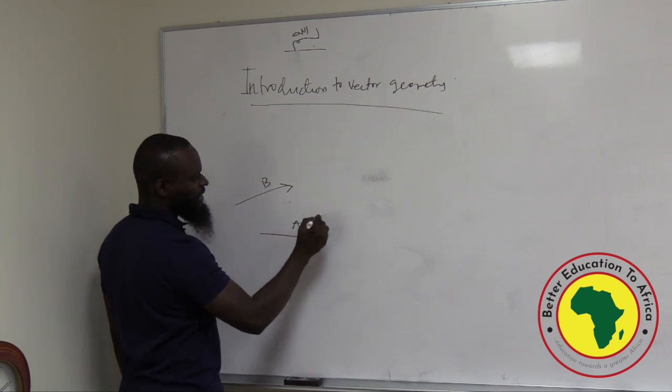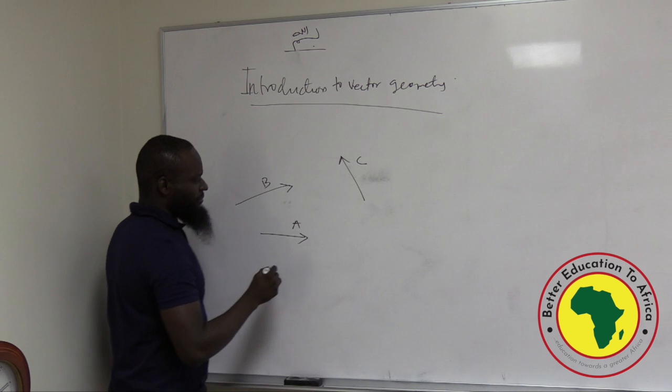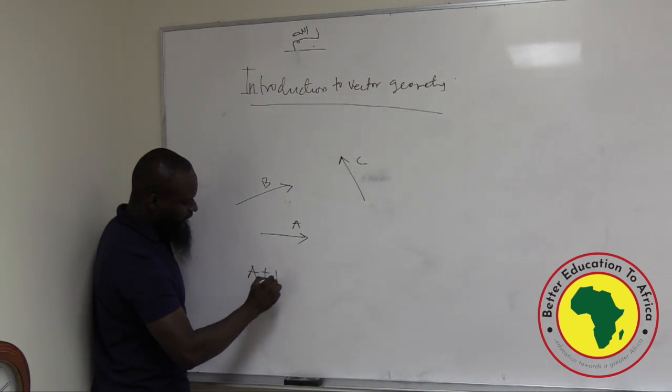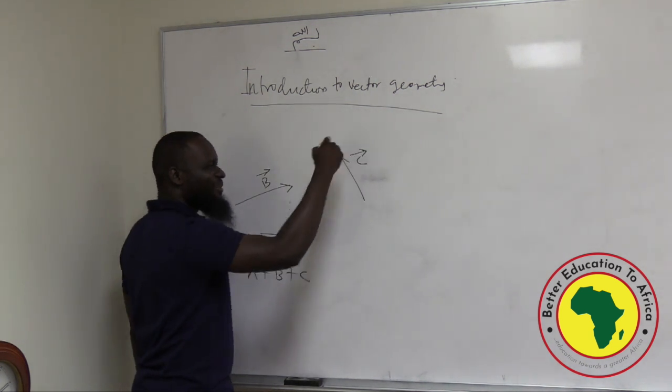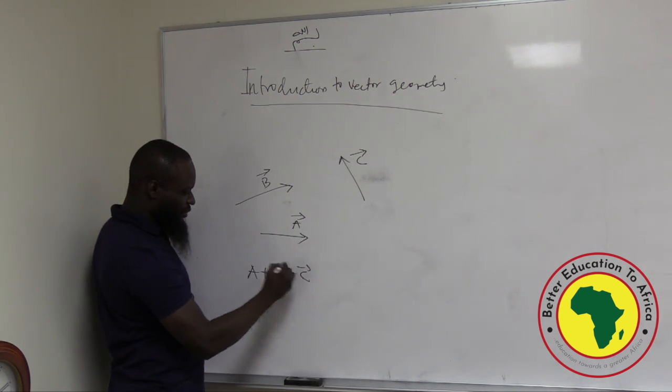I call this vector A. This other free vector, I call it vector C. But I can say what is A plus B plus C. So we now use the vector notation. Now we're gonna put an arrow in the symbol to show it's a vector. So what is A plus B plus C?